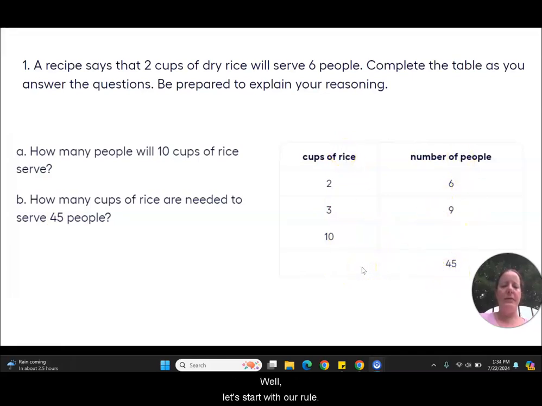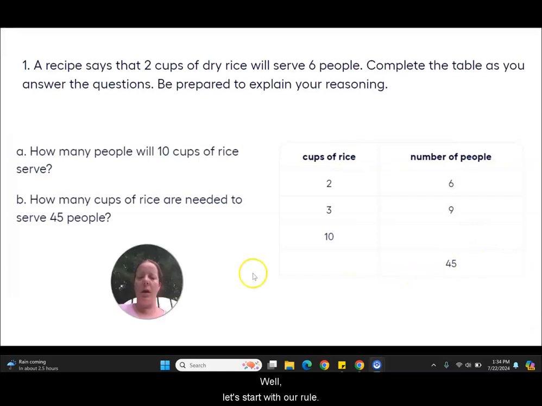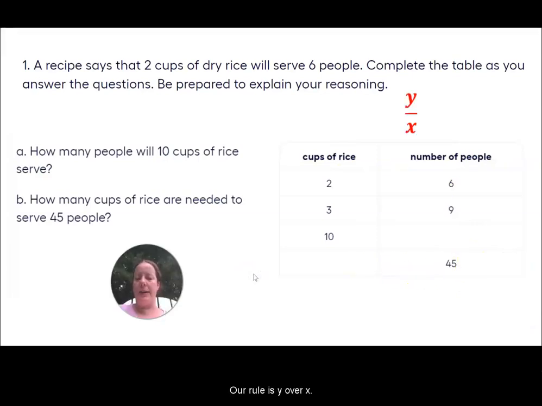Well, let's start with our rule. Our rule is y over x. Y over x is just telling us which number goes on top and which number goes on the bottom. Can you remember which column of your table is y? If you said that that was the number of people, you're correct. Our y column is the number of people. Our x column is the cups of rice. So if I take y over x, anything in the y column goes first, or on top of our fraction, and anything in the x column goes on the bottom of our fraction.